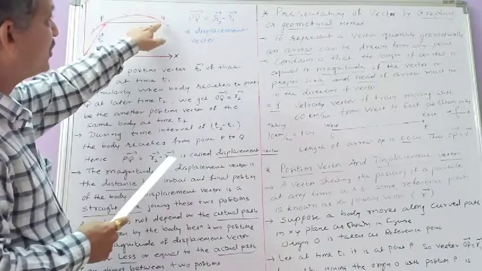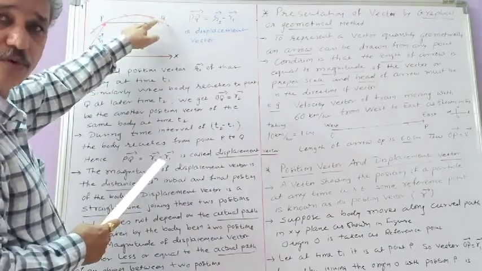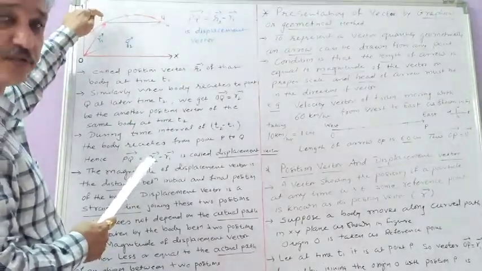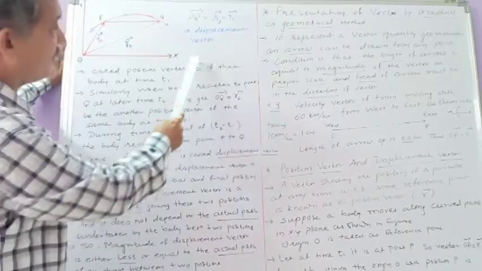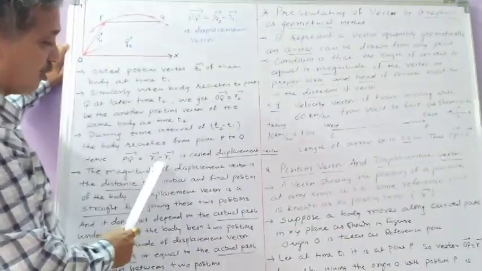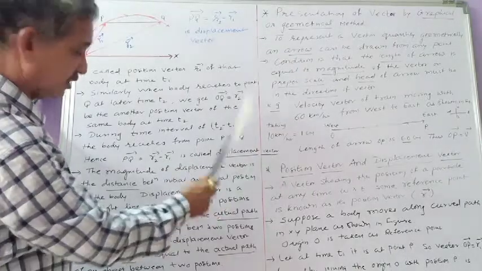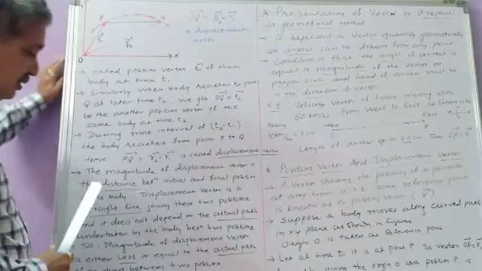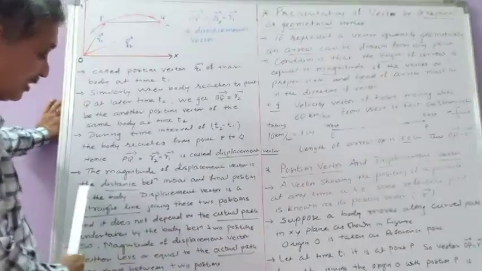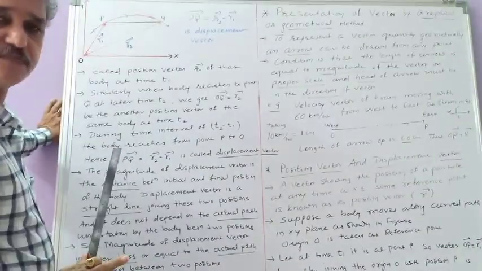So here you have to put the arrow at point Q, because the initial position is the tail and the final position is the head. So vector PQ equal to vector R2 minus R1 is known as what? The displacement vector. And hence vector PQ equal to R2 minus R1 is called the displacement vector. So what about the displacement vector? The magnitude of the displacement vector is the distance, simply distance.